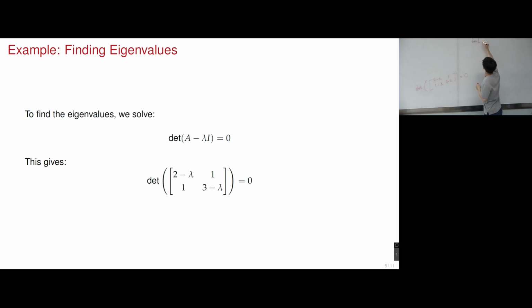So we're finding the determinant for 2 minus lambda. Oh, you can't see this. Sorry, I'll write it a bit more below here. Okay, the determinant of 2 minus lambda, 1 minus lambda, 3 minus lambda is 0, right?